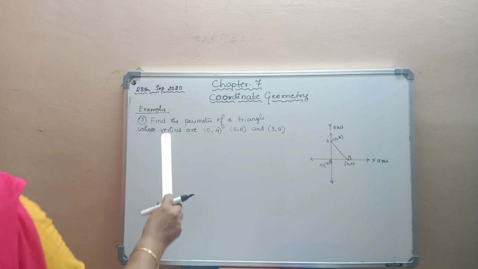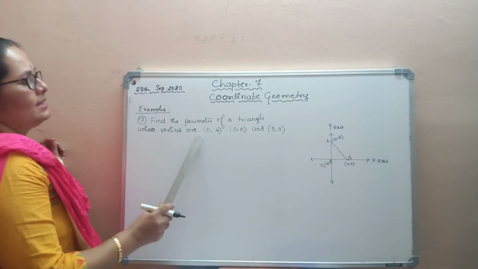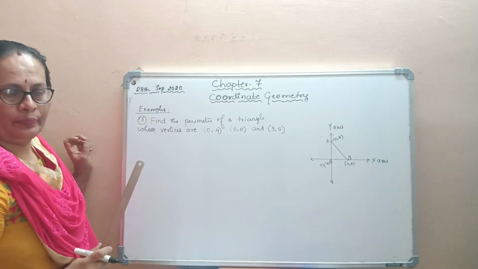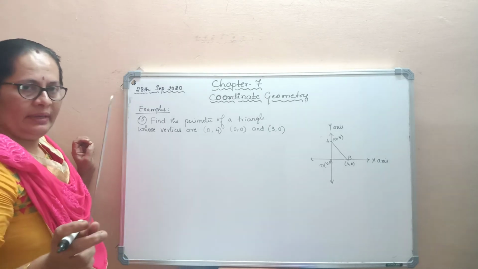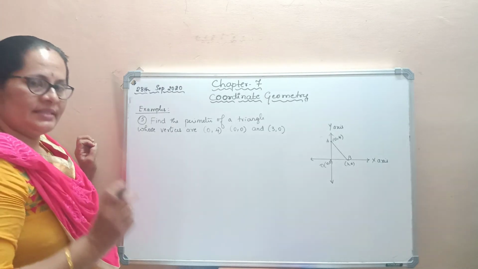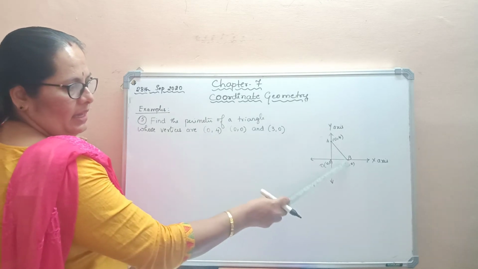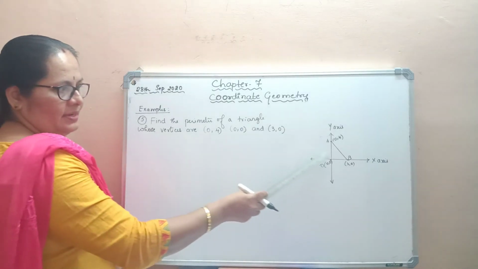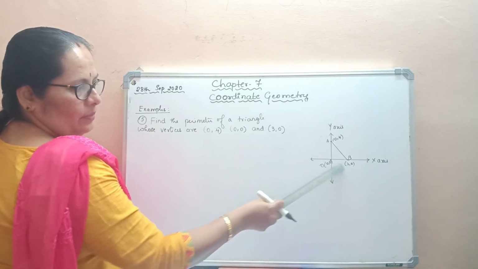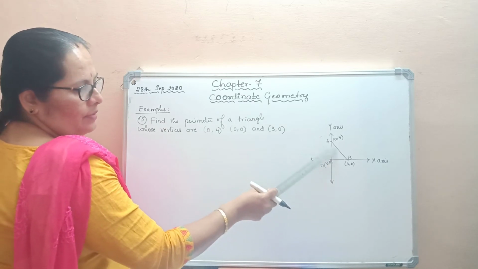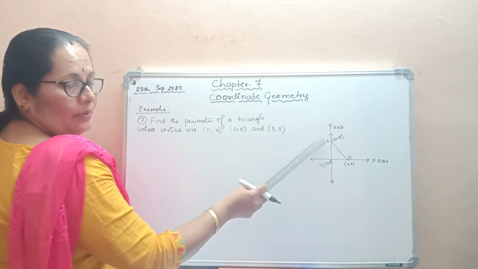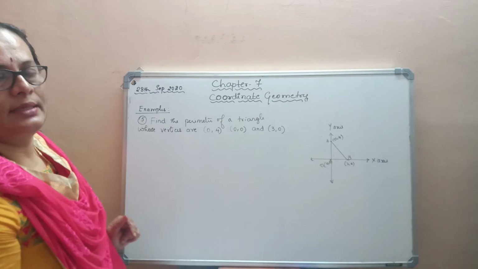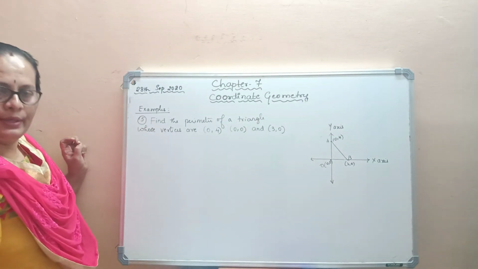Next is: find the perimeter of a triangle whose vertices are given as (0, 4), (0, 0) and (3, 0). How will we find the perimeter? Perimeter is nothing but the sum of the sides of a triangle. See here, AB plus OB plus AO. So how will we find AB, BO and AO? Using the distance formula. What is the distance formula? Root of (x2 - x1) whole square plus (y2 - y1) whole square.